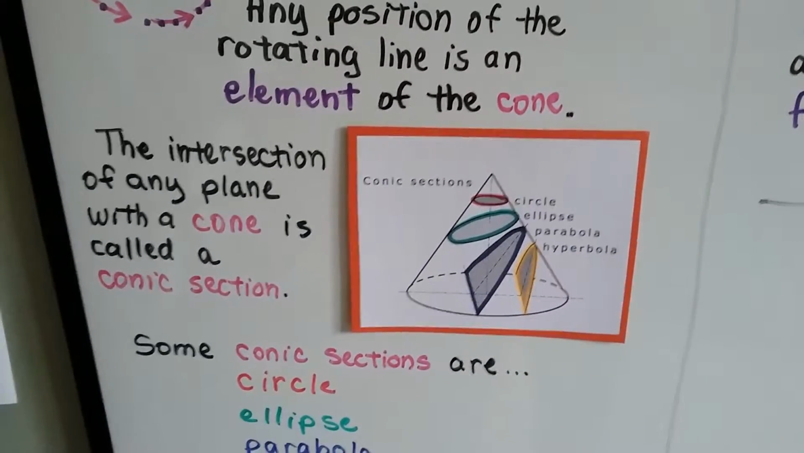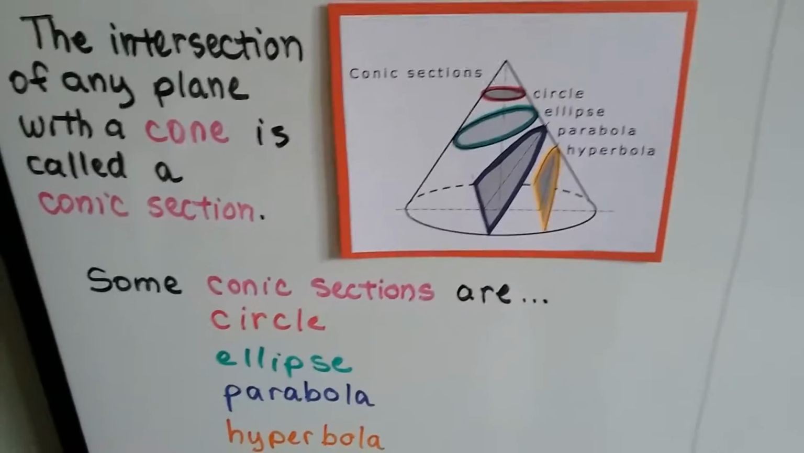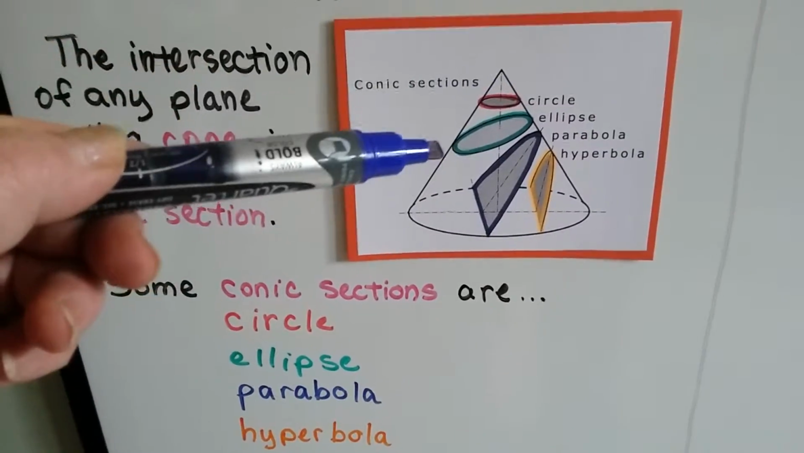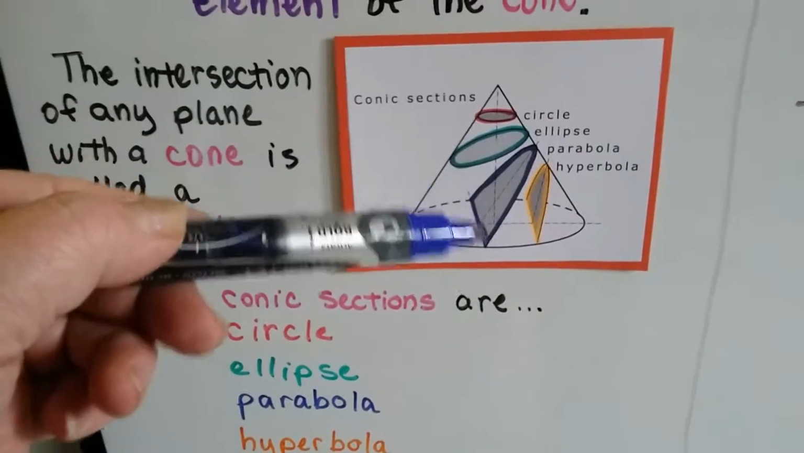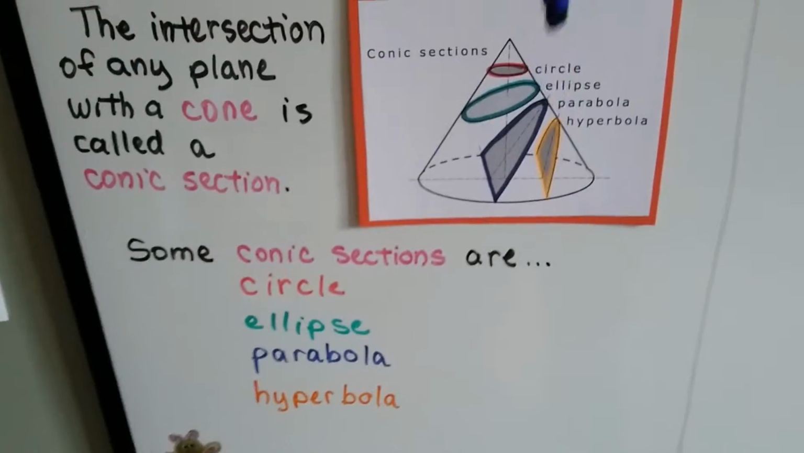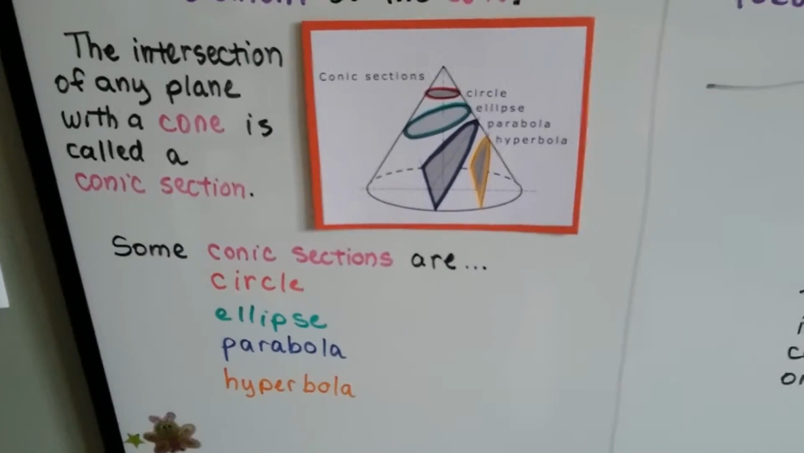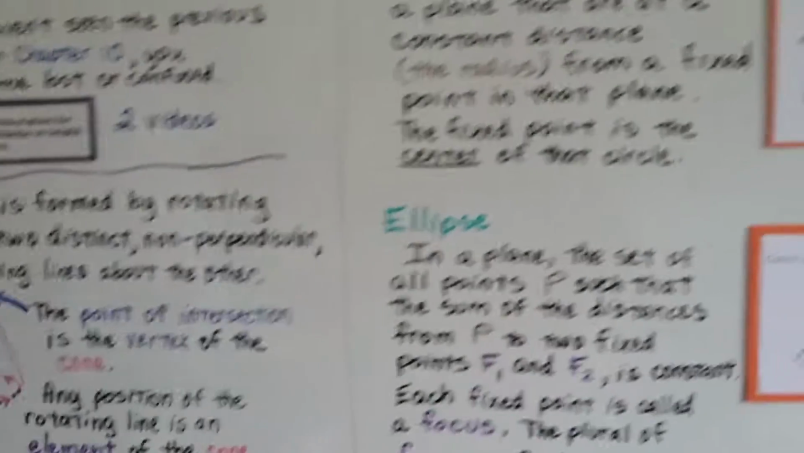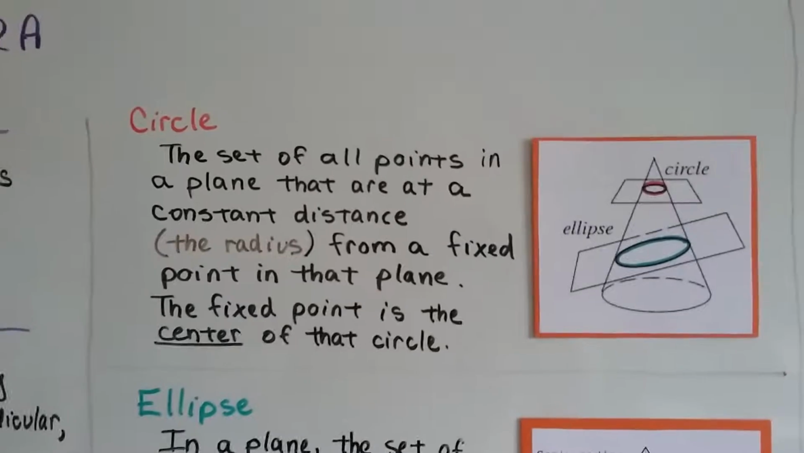The intersection of any plane with a cone is called a conic section. So here we've got some conic sections in our picture. We've got a circle. It's coming straight across. An ellipse is on an angle. The parabola is on an angle, and it's not a full circle or oval, is it? And then we have a hyperbola. And it doesn't look like it, but it's supposed to be cutting straight up and down for the hyperbola, okay? So those are some conic sections, all right? So let's break down each one a little bit. In this chapter, we're going to go over each of these more thoroughly, but this is just an introduction.